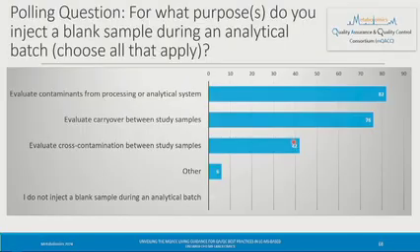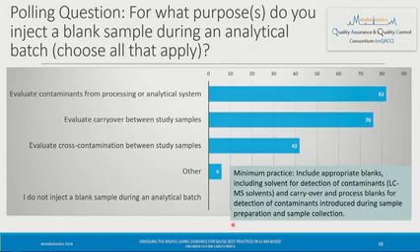So in terms of data from the study from before, the data that we collect from the survey, looking at what purposes do people inject a blank sample. Most people use them to look for contaminants for processing and to look at carryover. Some people are using them to look for cross-contamination between study samples. About half the respondents picked that. And then a few people were using them for other processes. So as a minimum practice, again, include appropriate blanks, solvent for detection of contaminants, et cetera.